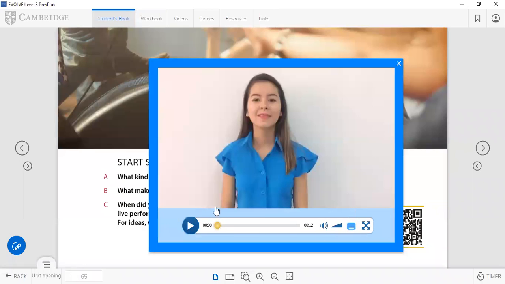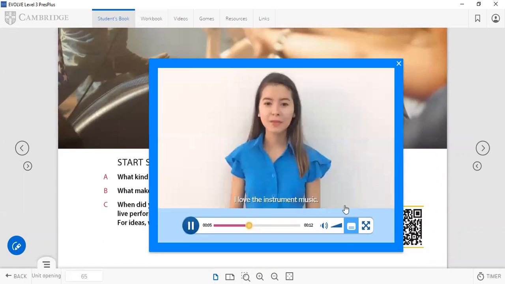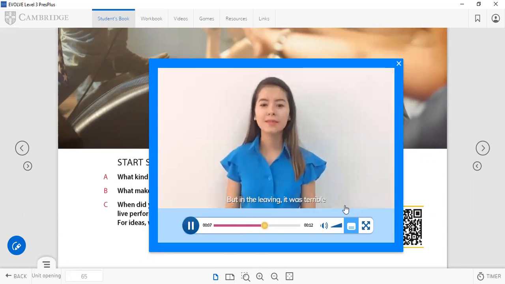I went to the instrument concert some years ago. I was in high school. I love the instrument music, but in the living it was terrible because the place was crowded. It was difficult which exit to take.